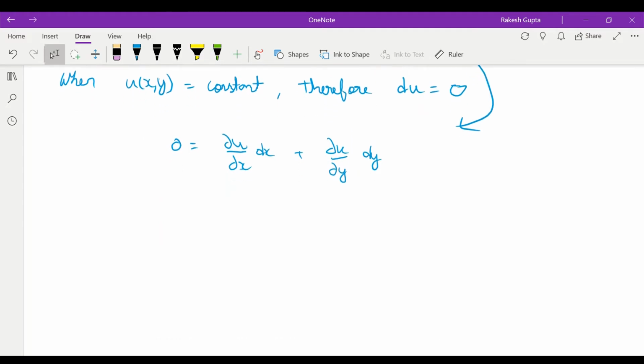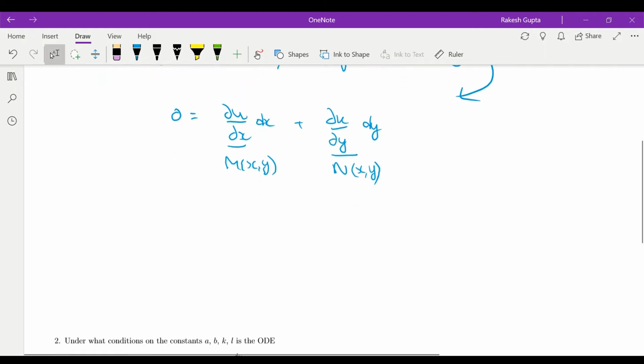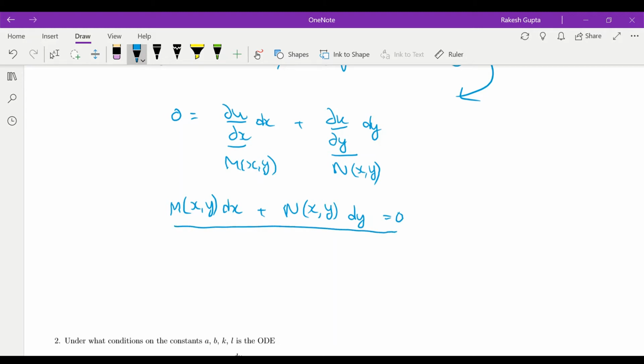so we can represent these two terms as m of x comma y and n of x comma y. So now we write the general equation for an exact ODE. So this is the general equation for an exact ODE.